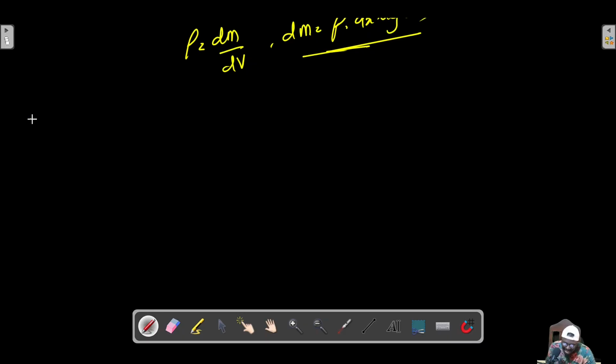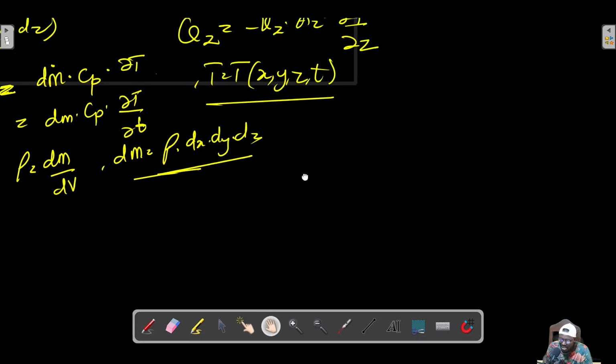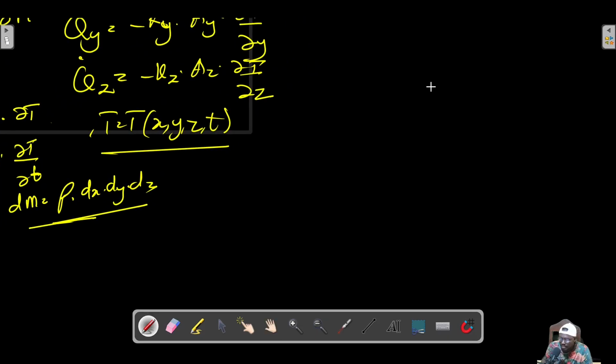We end up with negative del of x of negative kx times A. That is A along the heat flow. That particular area is perpendicular to the direction of the heat flow, and that particular area is actually dy dz. Let me draw a small diagram somewhere for you to get what I'm trying to say.